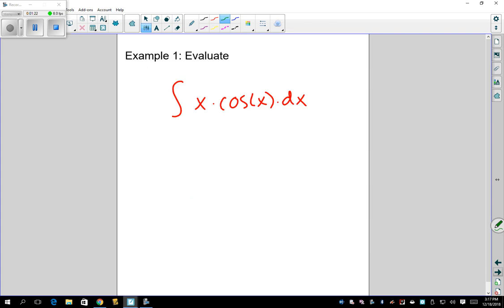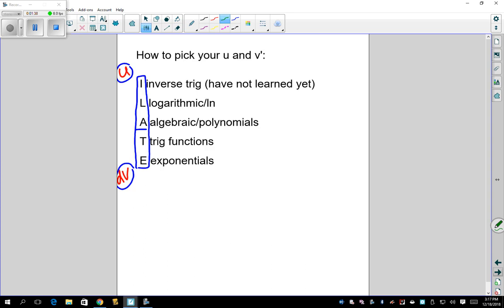So I'm asked to evaluate the integral of x times cosine x dx. And I see my two separate functions pretty clearly, x and cosine, but I need to figure out which one is my u and which one is my dv. So I'm going to look over onto this next page.